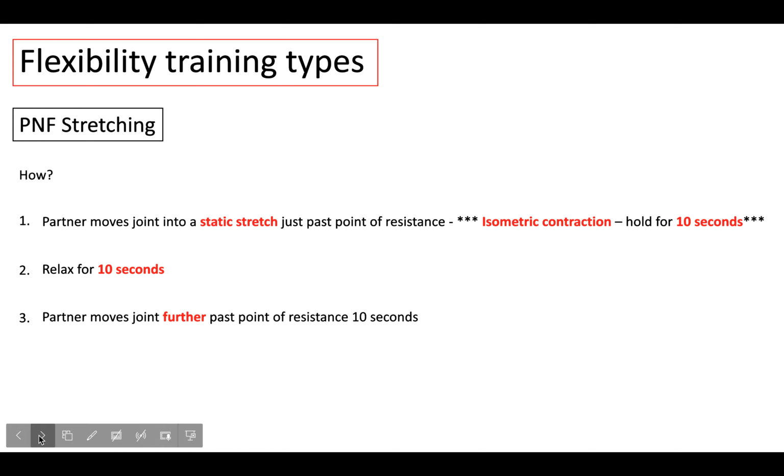Then the partner moves the joint further past the point of resistance and holds it for 10 seconds. And then an isometric contraction is held for 10 seconds, relax for 10 seconds, pushes it further. We do this 3 times. Okay, so that is PNF stretching. That is all of your stretching types, or flexibility types, I should say. So make sure you have good notes on those.